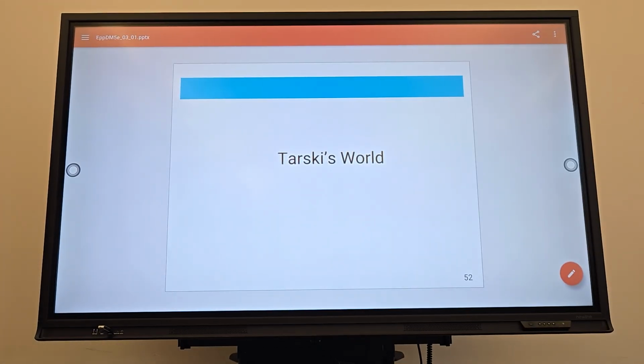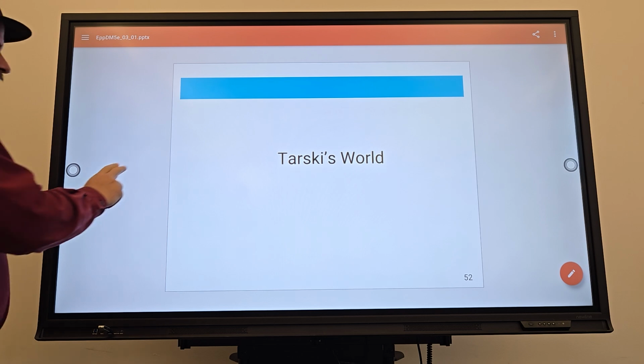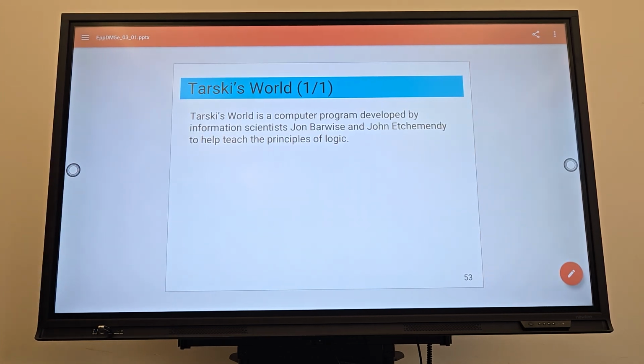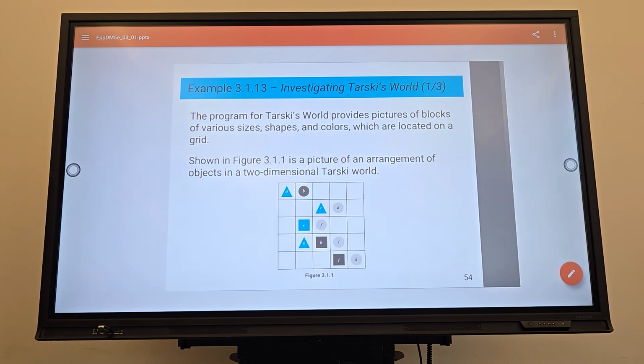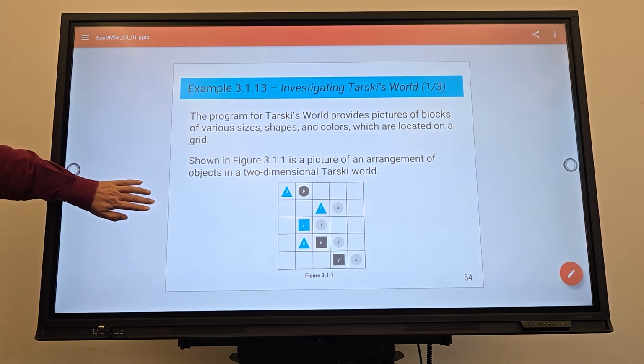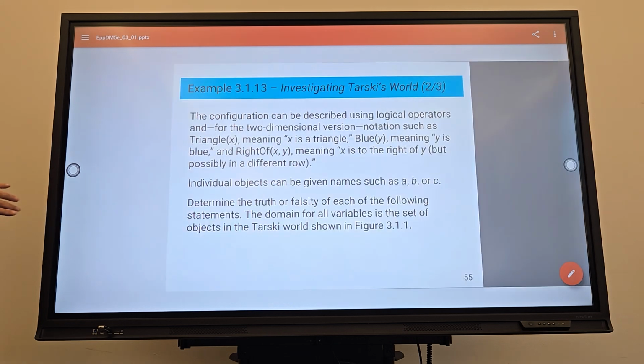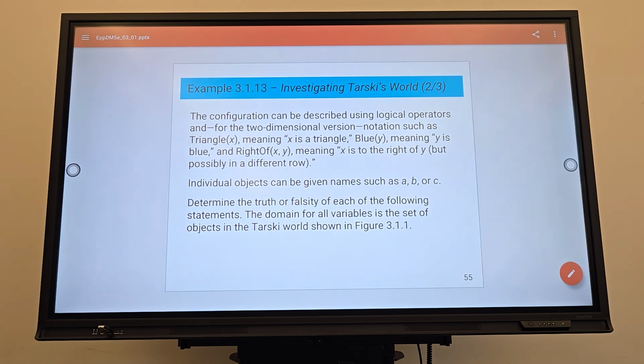Tarski's world. I'm kind of ambivalent about this being included in the slides, but Tarski's world is a computer program developed by some information scientists to teach principles of logic. It is an arrangement of objects in a two-dimensional environment, and we'll come back to this figure in just a minute. The configuration can be described using logical operators.